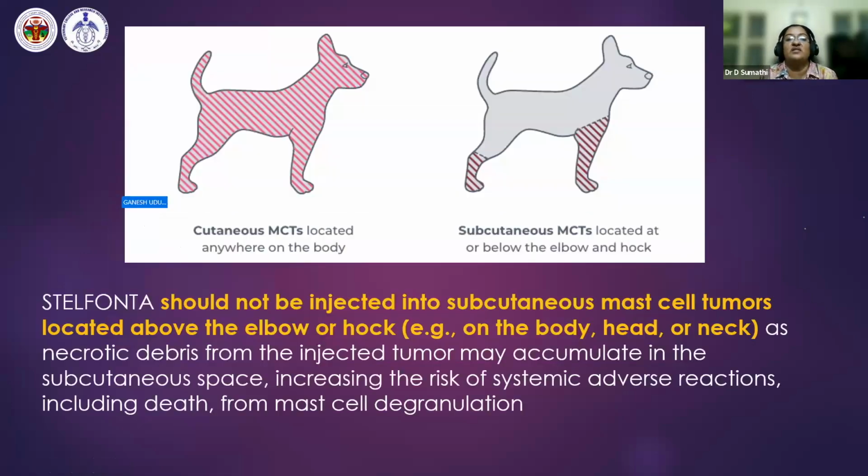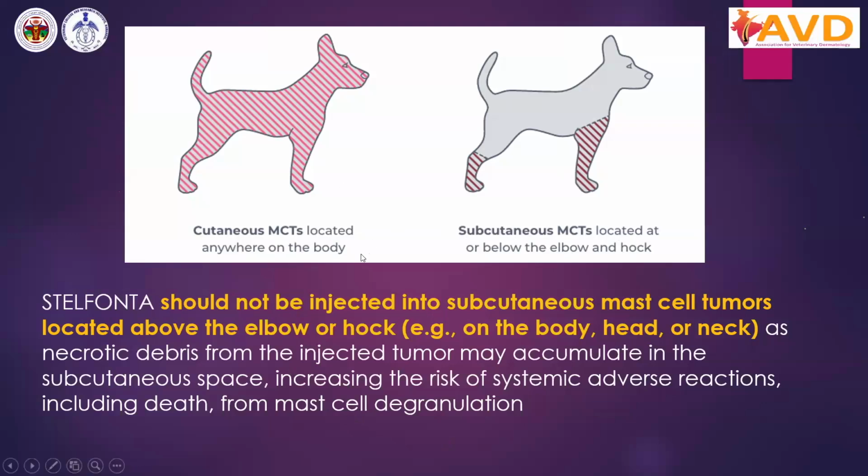So where on the tumor cells and which type of involvement you can use this particular drug is, you can use it on the cutaneous mast cell tumors located anywhere on the body. It should be cutaneous. If it is subcutaneous, it should be located below the elbow and the hock. So you are not supposed to use it, if it is subcutaneous, above these regions, because it might cause sudden anaphylaxis, or sometimes even because of mast cell degranulation, it might cause even death.